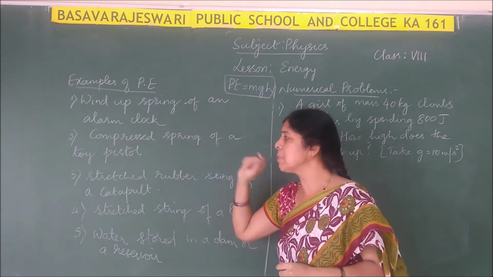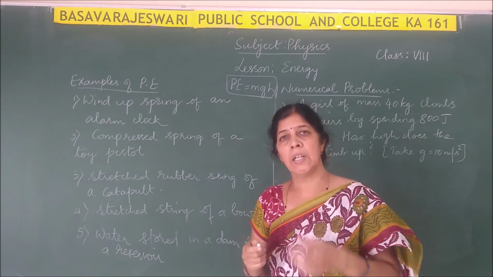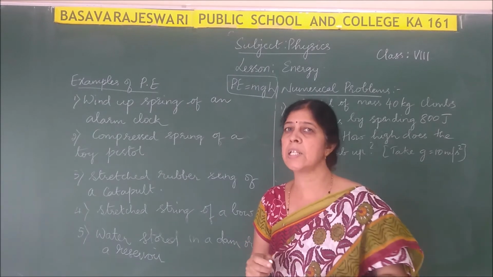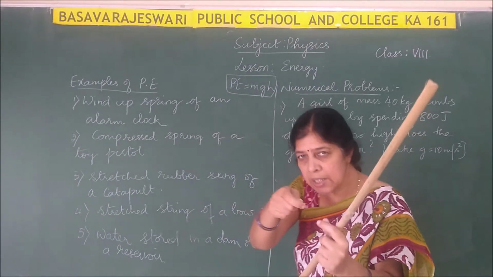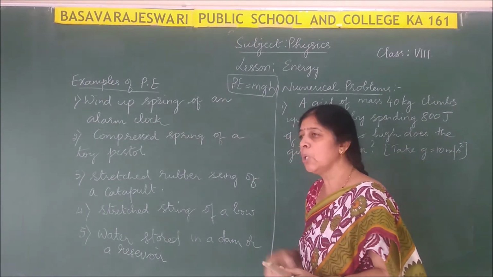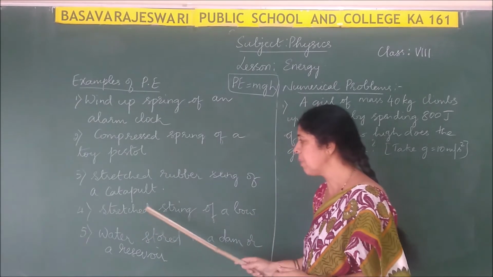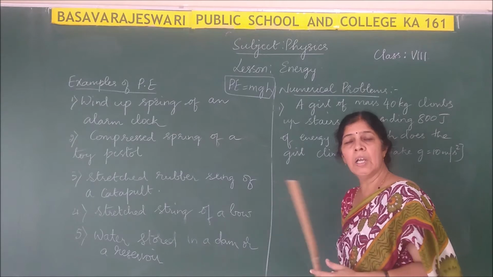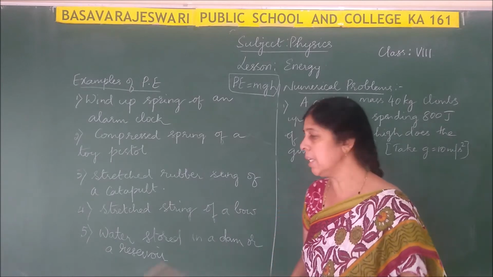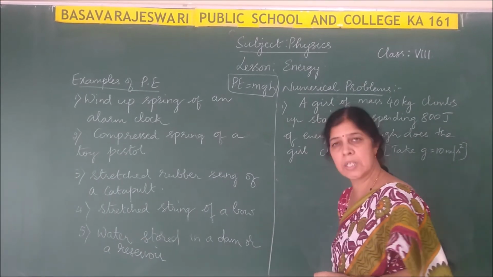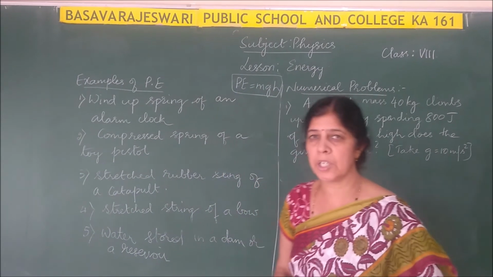Okay. Then the compressed spring of a toy pistol. Even if you take a toy pistol, the spring when it is in compressed stage, there also the muscular energy will be stored in it as potential energy. Stretched rubber sling of a catapult. When you stretch the sling of the catapult, then what happens? Your muscular energy will be stored in the sling as energy, that is called potential energy. Stretched string of a bow. Even in a bow also, when you stretch the string, the energy will be stored in the string as potential energy. Even water stored in a dam or a reservoir will have potential energy. So these are some examples of potential energy.